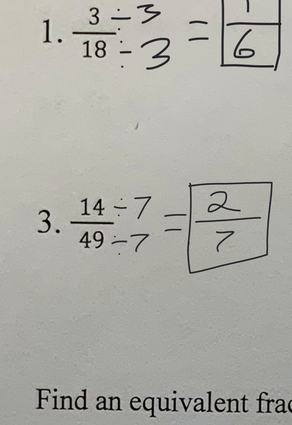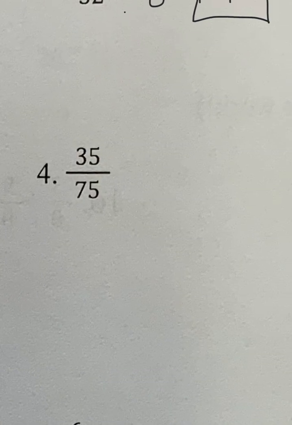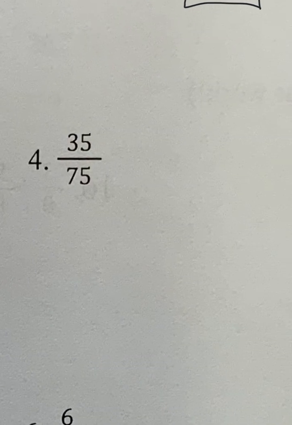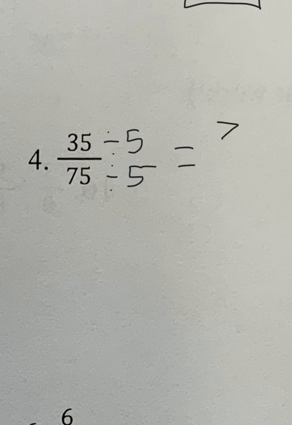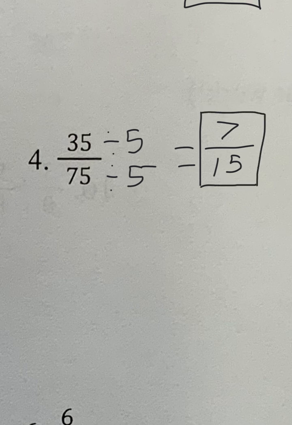Alright, let's move to number 4. This one is 35/75, and they both end in 5, so I know they both can be divided by 5. If I divide the top by 5, I'm going to get 7, and the bottom by 5, I get 15. Although 7 and 15 are both larger numbers, they don't share a common factor, so I'm going to leave my answer as 7/15. This is the simplest fraction that is equivalent to 35/75.